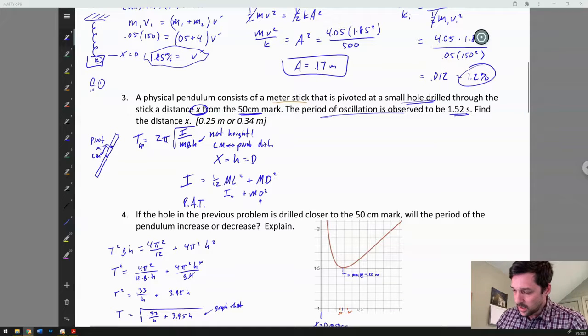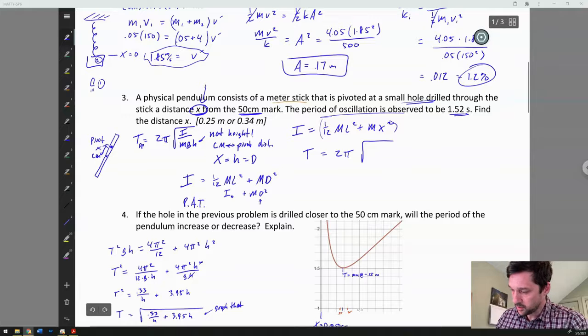So we've got a moment of inertia of this rotating object, which can be expressed as 1/12 ml squared plus m x squared. I'm going to just put everything in terms of x since we were told x at the beginning. All right, so I'm going to rewrite this original formula. The period is equal to 2 pi times the square root of our I, moment of inertia, 1/12 mass times length squared, keeping in mind it's a meter stick, so that's 1, so the mass of the meter stick, plus mass of the meter stick times x squared, all over mg, again, h is equal to x.